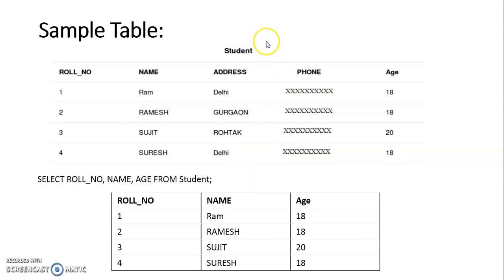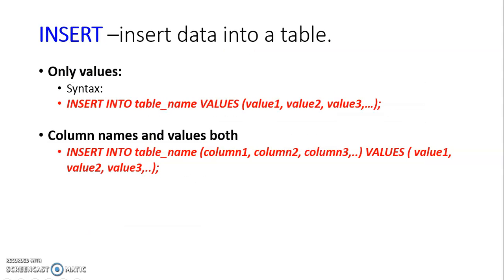Now we have a table student. We have columns like roll number, name, address, phone number and age. Now we are selecting the roll number, name and age from the student table, and all the 4 records of the table will be fetched. Only specific columns are fetched here. So this is the example for the student table.